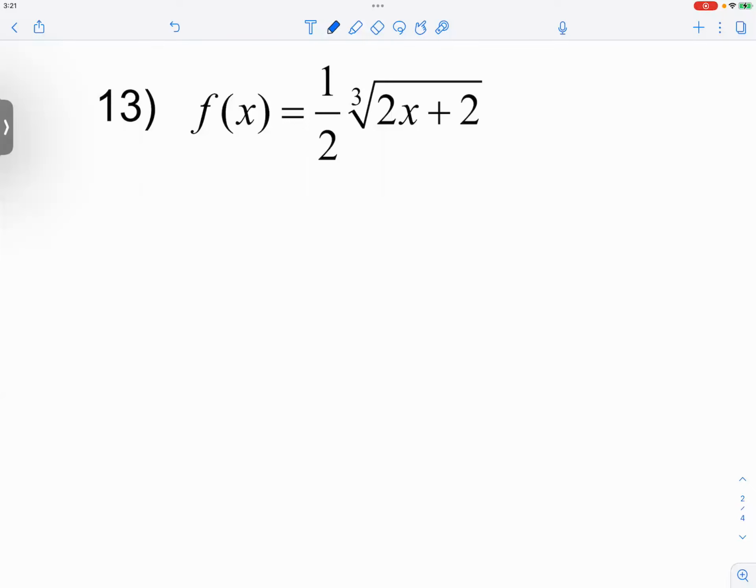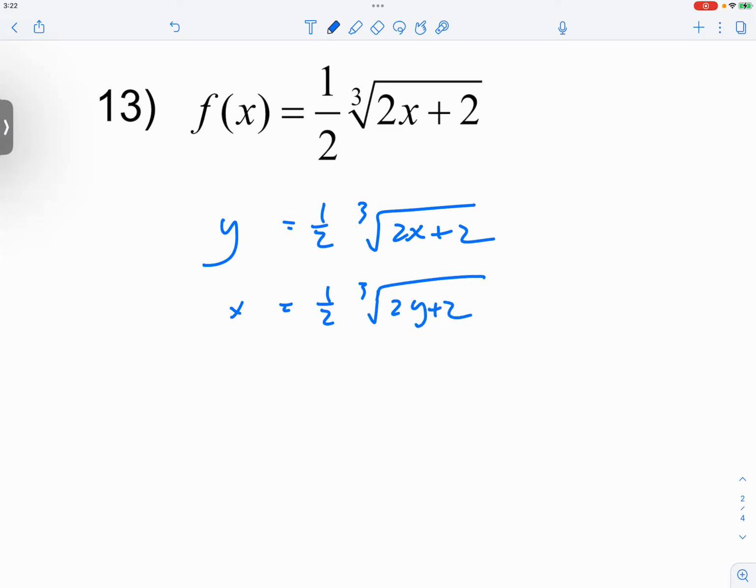For number 13, we're trying to find the inverse. So go ahead and put down the y in the place of f of x. Okay, so there are students who got confused on whether to keep both sides first or to get rid of the 1/2 first. Oh, actually, I should flip the x and y first.